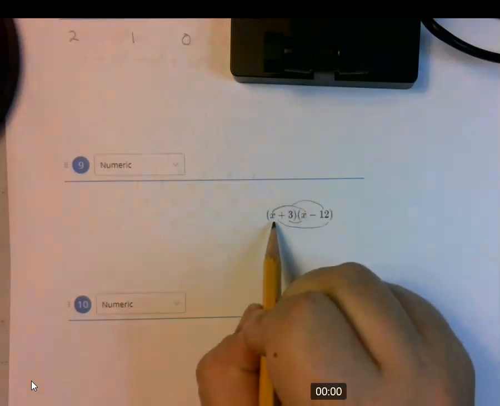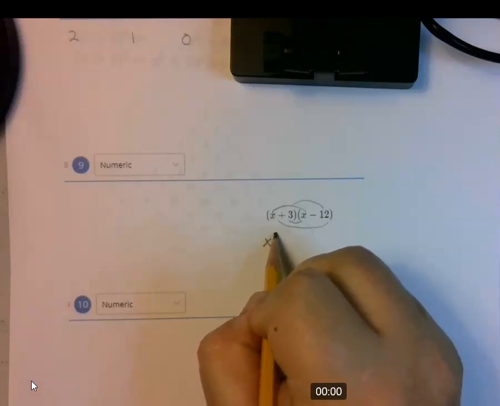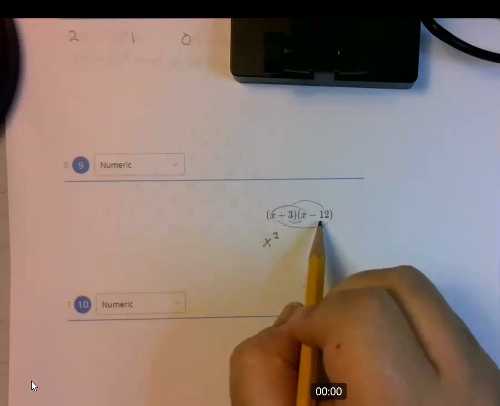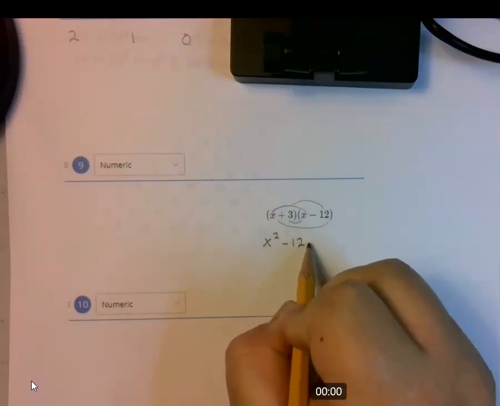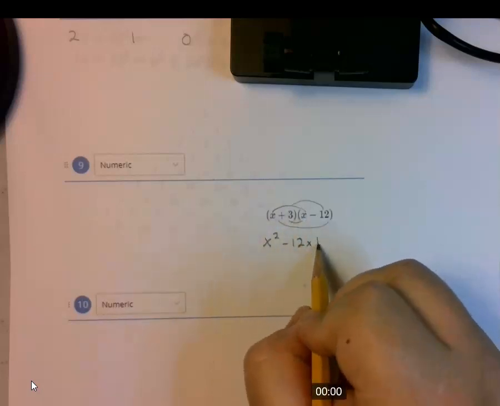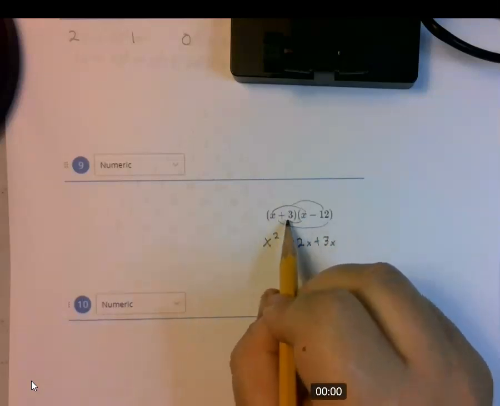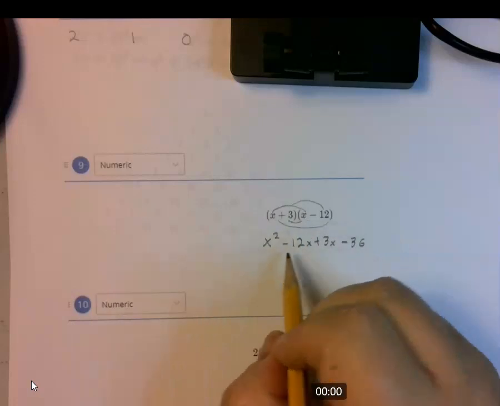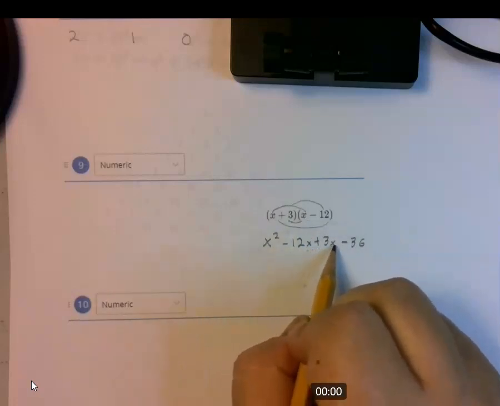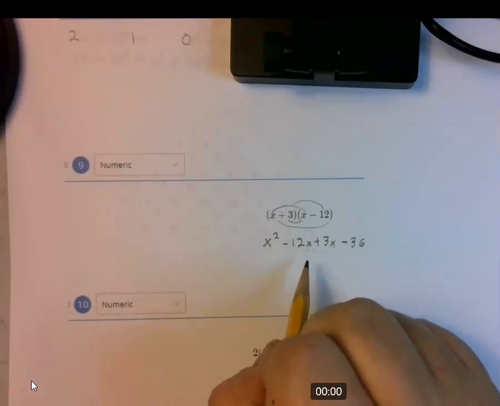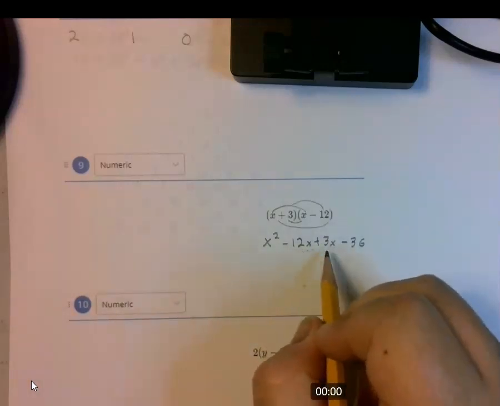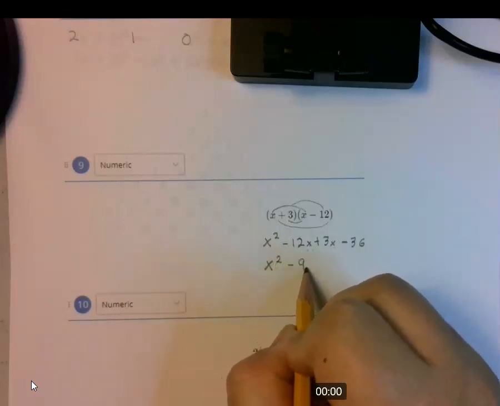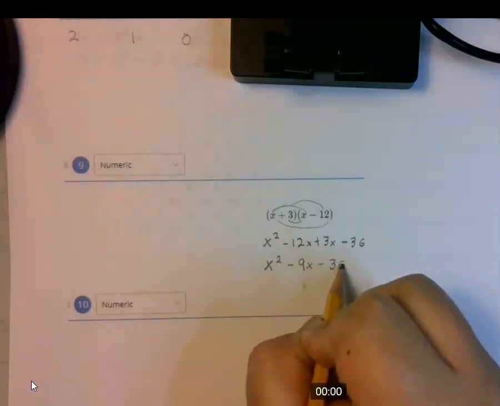So you're going to basically have first is x squared. The second is x times negative 12, so that's negative 12x. The inner is 3 times x. And the last is 3 times negative 12 is negative 36. The only terms that have a similar variable exponent are the x terms, so you can add those. You can't add anything else. So negative 12 plus 3 is negative 9. So your answer is x squared minus 9x minus 36.